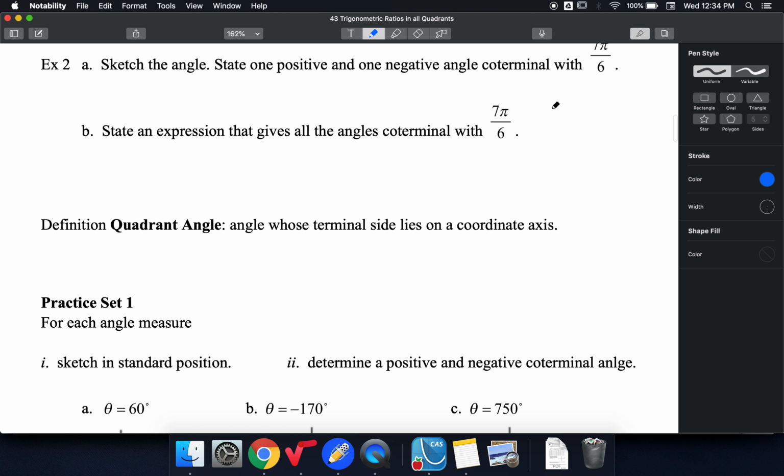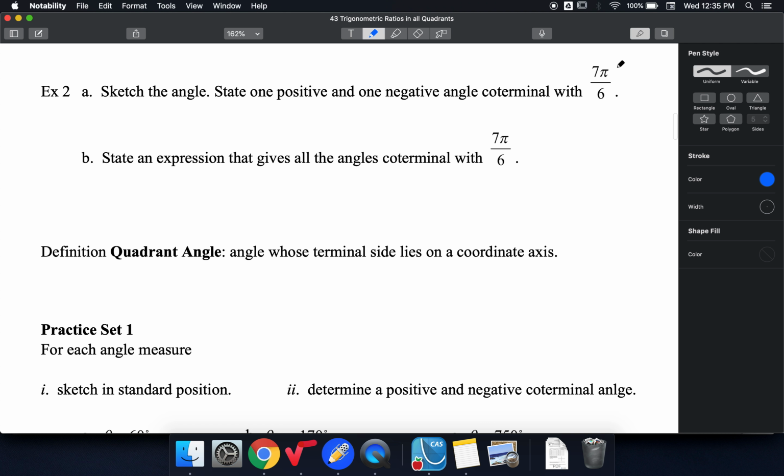So here we have an angle of 7 pi over 6. The way that I always think of this, that's a full pi plus pi over 6. So if I'm going to sketch that, I'm going to do a full pi. That's going to take me to the negative side of the x-axis. All right, so I'll go there, and then I'll go a pi over 6, which I know is my short angle. So I'll put in my angle there. I'm going to call that theta.